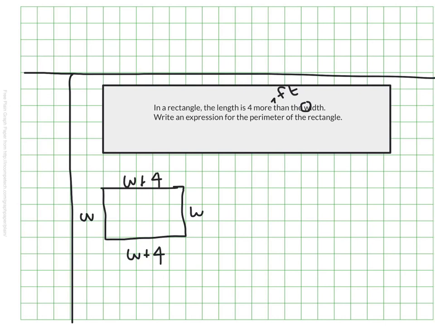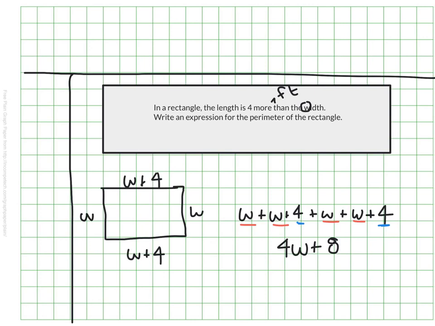So if I'm trying to write the expression, then I can say I need to add the W plus the W plus 4 plus another W plus the last W plus 4, right? Adding up all the sides with the variables that I have here. And then I would just combine my like terms. So I have a whole bunch of W's that I can add together to make 4W. And I have a whole bunch of 4's, constants here, that I can add together as well to make 8. So this would be my expression.